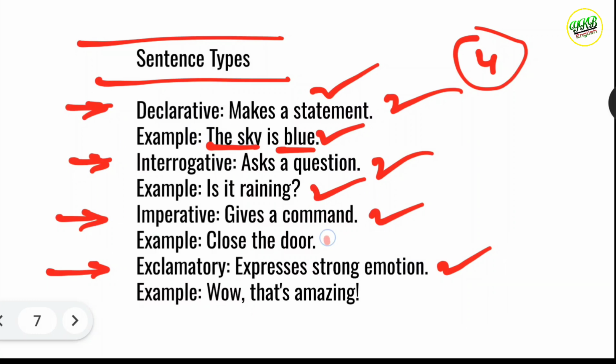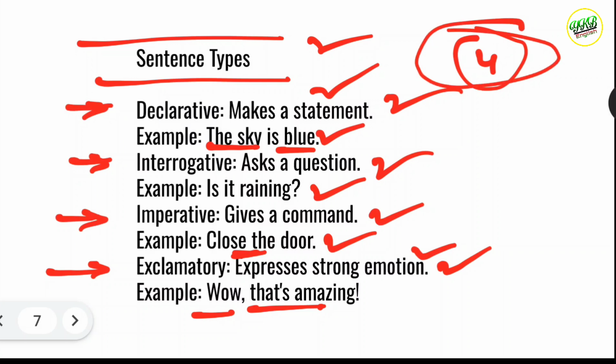Imperative gives a command: close the door. Close the door, it's a command for any person. So it gives a command, you can say this is an imperative sentence. Exclamatory expresses strong emotion. Okay, wow, that's amazing. So you can say that's amazing is an exclamatory sentence, a strong emotion here. So I hope you understand there are four types of sentences: declarative, interrogative, imperative, and exclamatory.